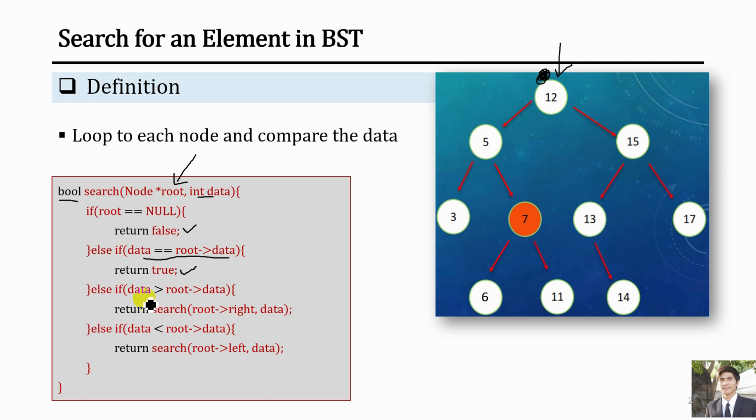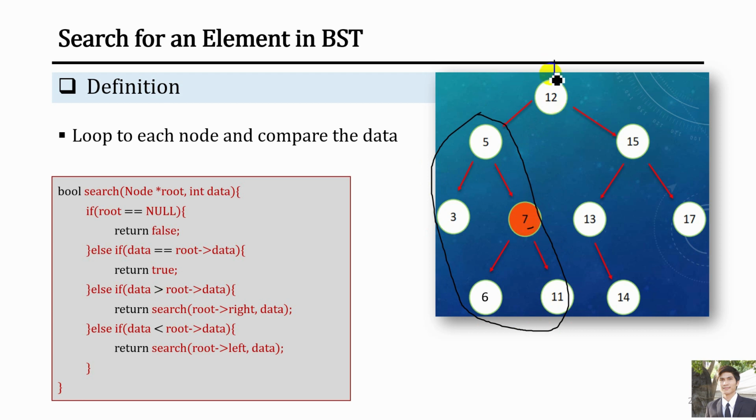Okay, so we check the condition, right? If the data that we are trying to search is greater than our current root here, because we search from the root, it means that we don't need to search from here, right? We just skip it and go to the right subtree, because the number is greater than 12. Otherwise, the number that we're trying to search may be on the left. But in this case, for example, if we want to search for number 7, now number 7 is less than 12, right? It means that we should go to the left.